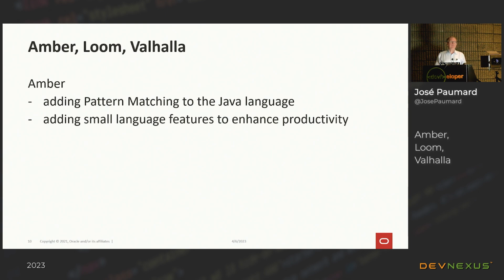The project Amber is about adding a language feature called pattern matching to the Java language. Okay, pattern matching has nothing to do with pattern matching for strings of characters or regular expressions, for instance. It's really something that is completely different. It's an old idea from the old days of functional programming in the 70s that is now coming to the Java platform. So we're going to talk more about that.